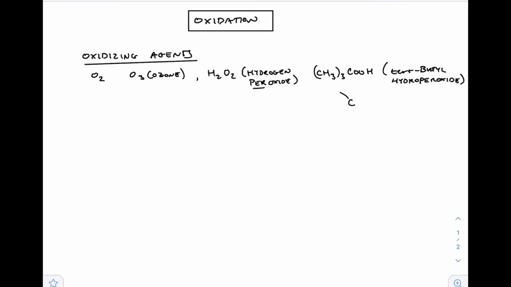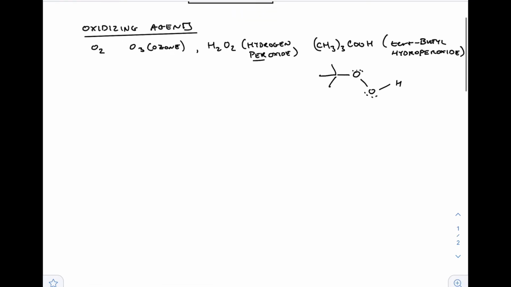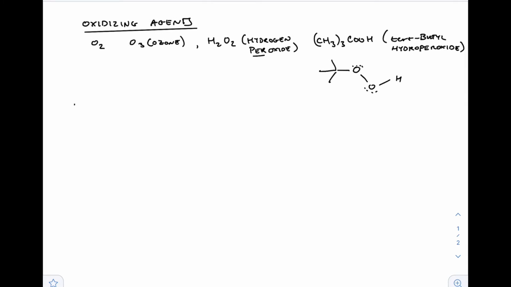And so let me draw you the structure real quick. So we've got the chicken foot, right? The tert-butyl. And then we've got an oxygen-oxygen single bond, and then that terminal oxygen is bound to a hydrogen. So it's very similar to hydrogen peroxide. Let me change that bond angle, sorry, just to make sure we're good on the tetrahedral arrangement.